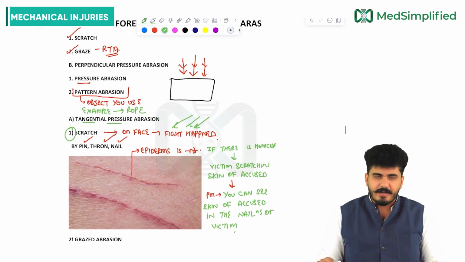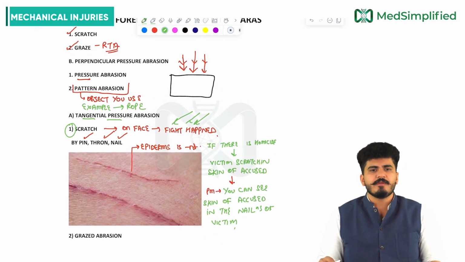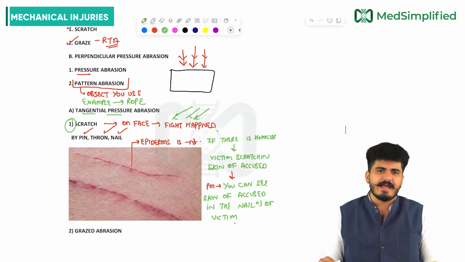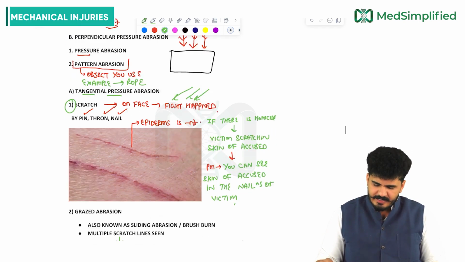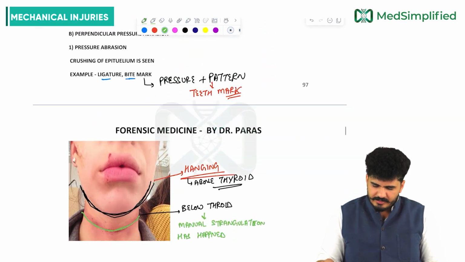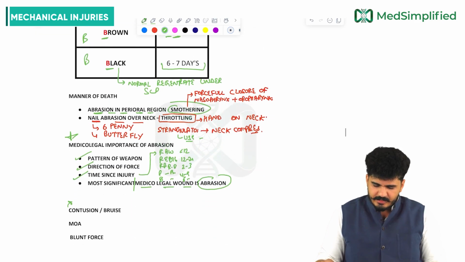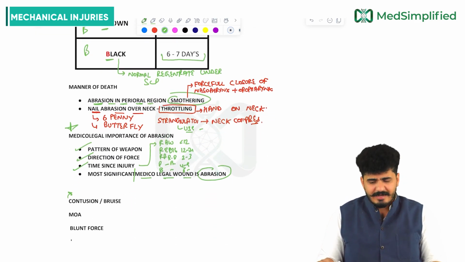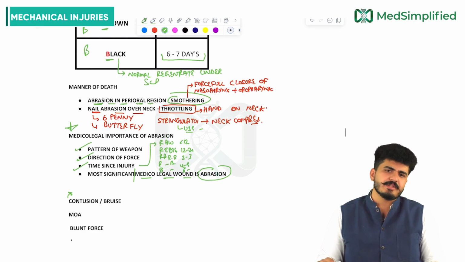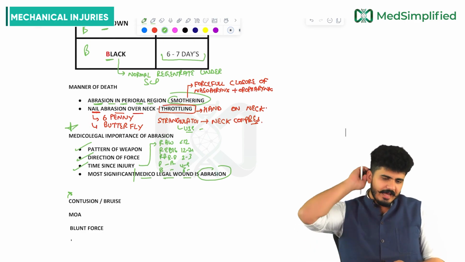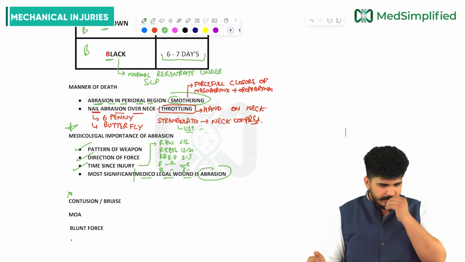Moment there is a perpendicular pressure, my dear friends, you will see pattern abrasion and pressure abrasion. Then we have studied about different medico-legal importance, my dear friends. If we talk about the medico-legal importance of this, guys, remember pattern of weapon, direction of weapon, time since injury, and the most significant wound in the medico-legal importance would be the abrasion.